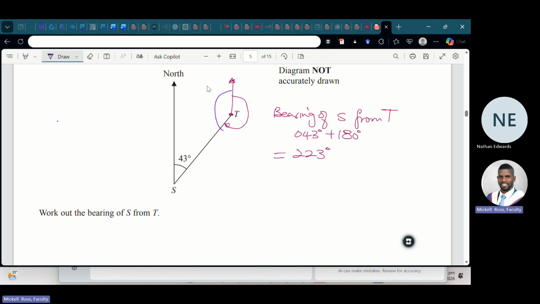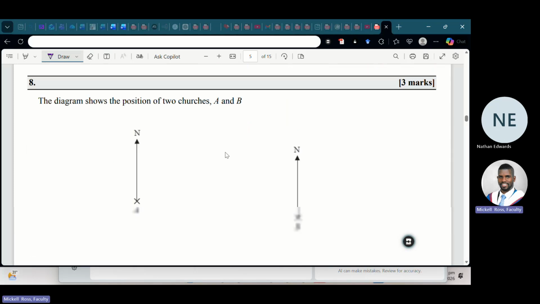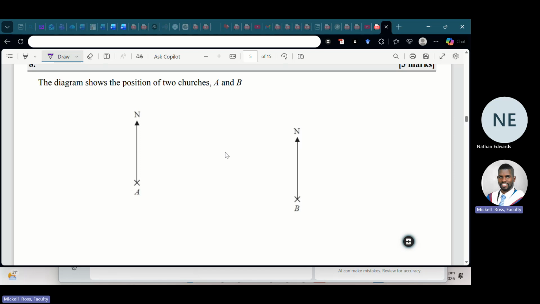So that means this is going to be 137. And we could have said 360, which is the one full turn at T, minus 137, which would give us the same thing right here. So either this way or that way, we would still end up with the 223 degrees. Let's continue in the interest of time.